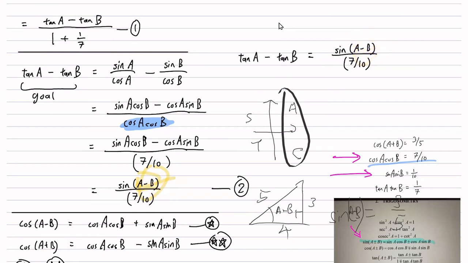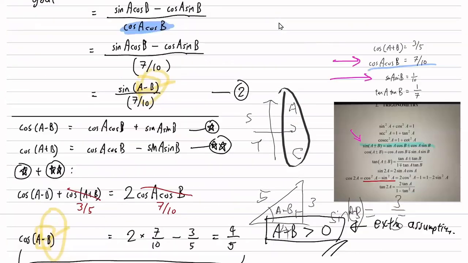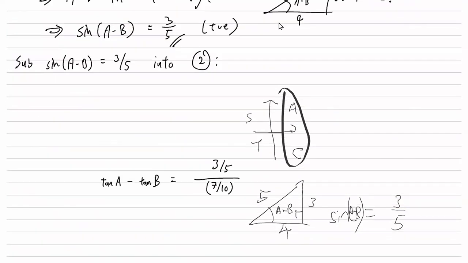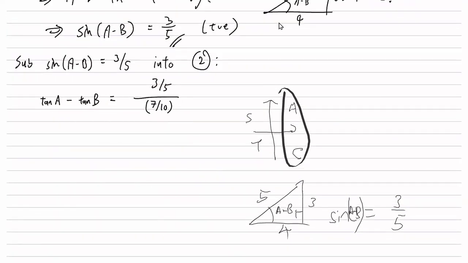But just erase the yellow highlight. Sine A minus B replaced with what? 3/5. So we write down 3/5. Maybe it's neater if we just bring the working down to the bottom. So we end up with tangent A minus tangent B equals 3/5 over 7/10. Type in the calculator, 3/5 divided by 7/10 is 6/7. Are we done? Is that the final answer?